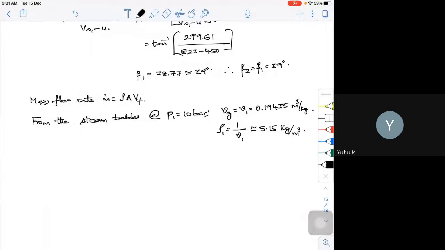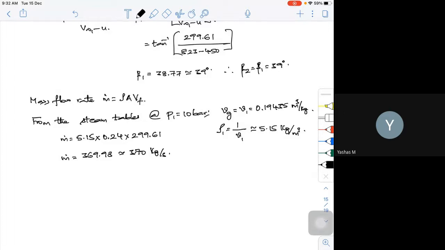To find the mass flow rate, the mass flow rate is equal to rho, which is 5.15, times the area of the flow, which is 0.24 meters square, times the velocity of the flow, which at inlet is 299.61. If I do that, I get my mass flow rate, which is 369.98, or roughly around 370 kg per second. This is how you are supposed to calculate.